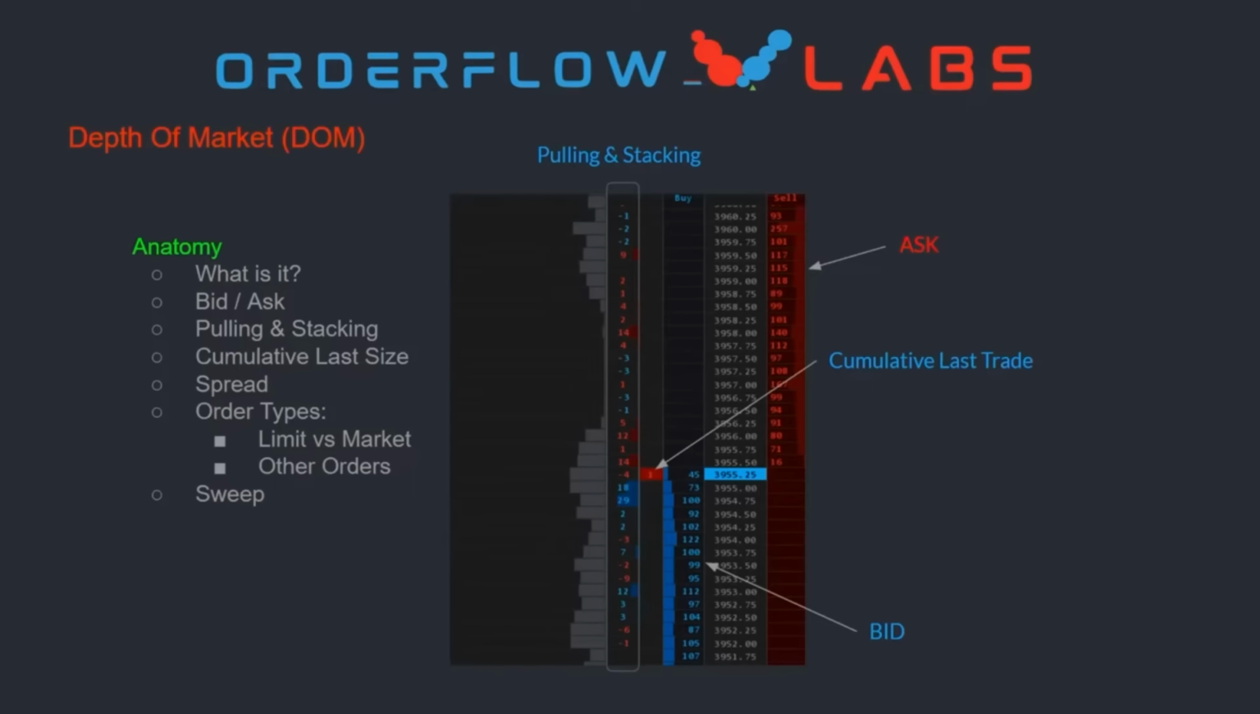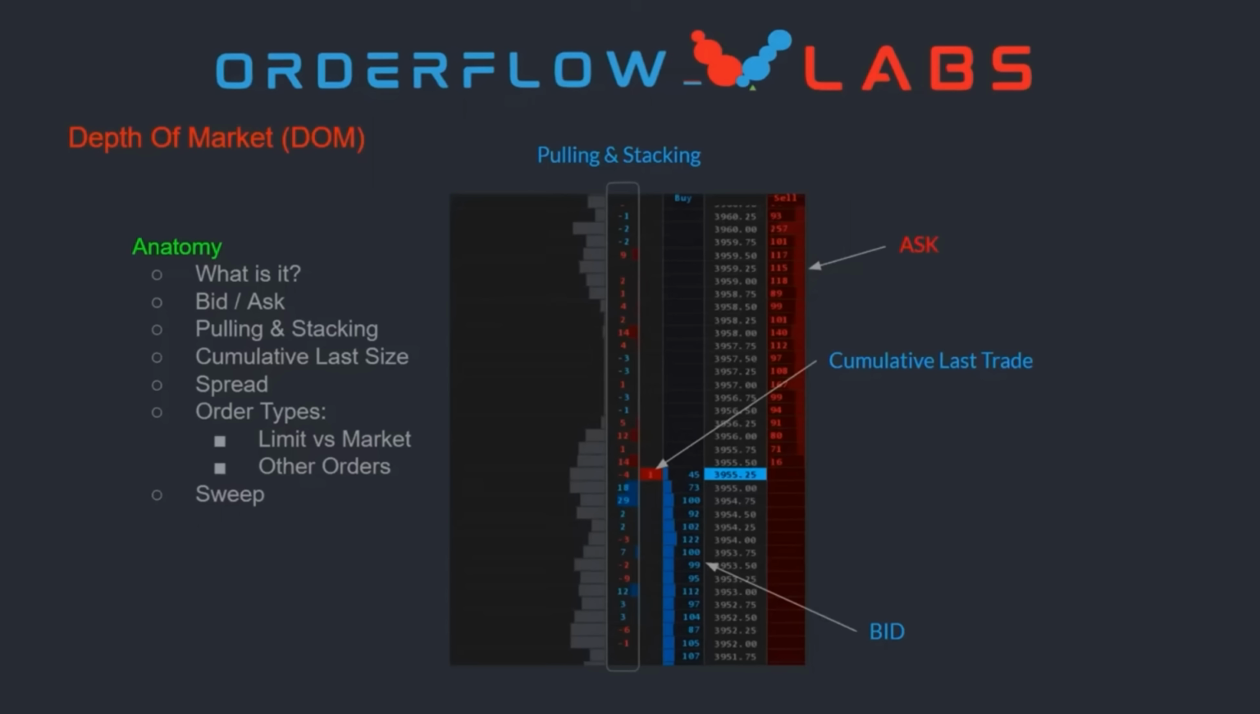The cumulative last trade, cumulative last size, is the tiny rectangle here. And that's showing the sum of the trade volume that has occurred at that price. And it's only displayed at the current price. So whenever there's a change in that price, the cumulative last size is reset and it moves. So there can be a change within the current price back and forth.